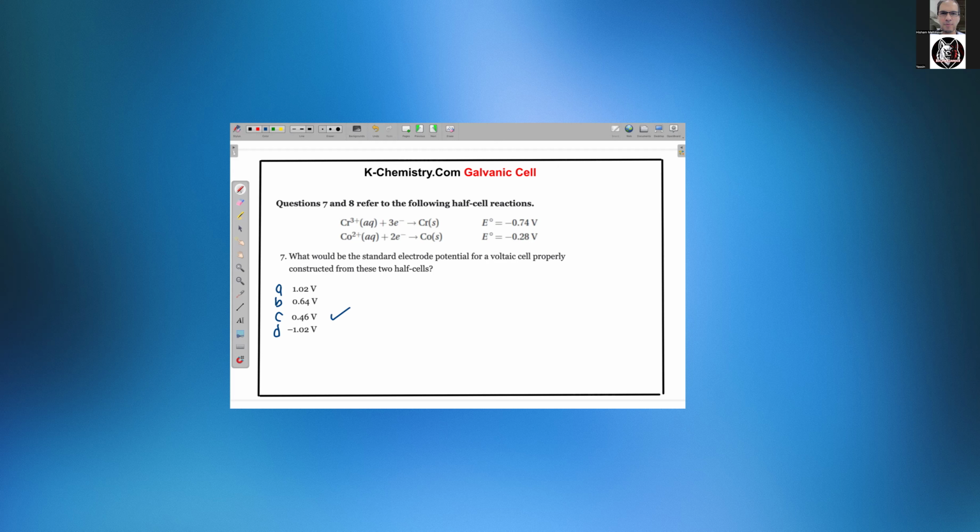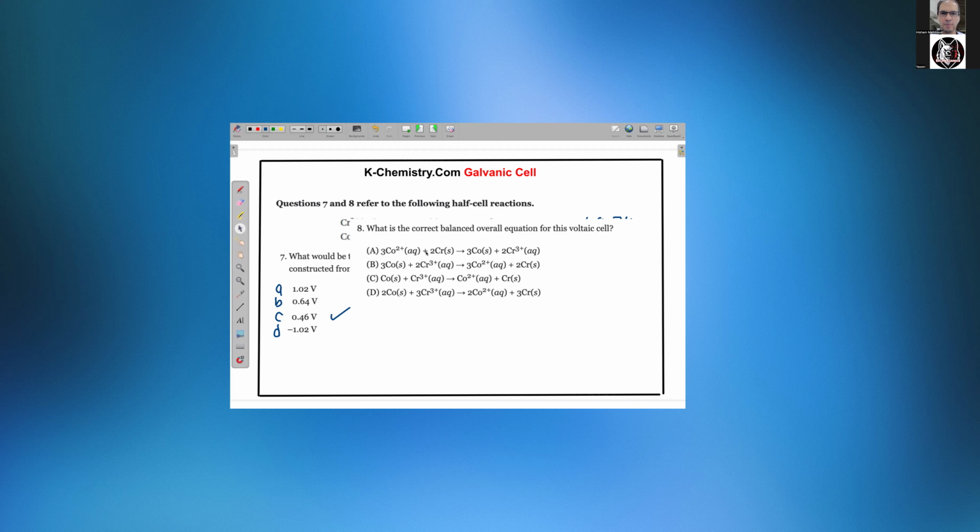So I just make the Cr3 plus is more negative, so that would be reversed into 0.74. And this stays 0.28, so it is 1.02 and this is 0.46. Very good. Okay, and that was easy, I think.